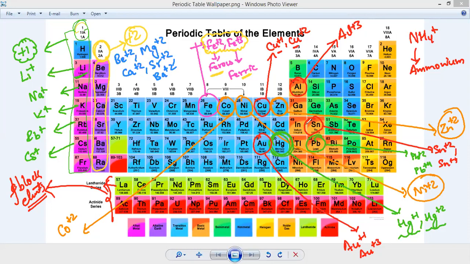Can you tell me in total how many cations are there on the screen? Total, whichever I have written with the marker. Just count it.